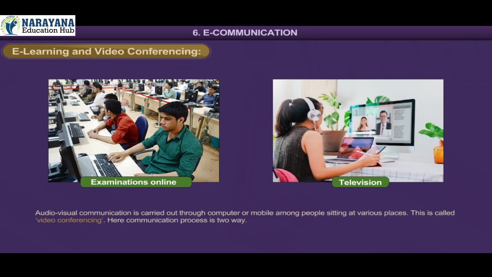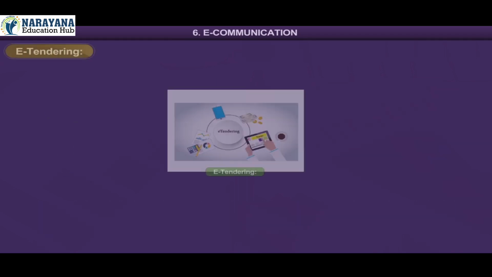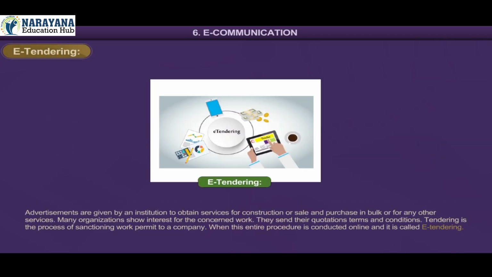E-tendering. Advertisements are given by an institution to obtain services for construction or sale and purchase in bulk or for any other services. Many organizations show interest for the concerned work. They send their quotations, terms and conditions. Tendering is the process of sanctioning a work permit to a company. When this entire procedure is conducted online, it is called e-tendering.